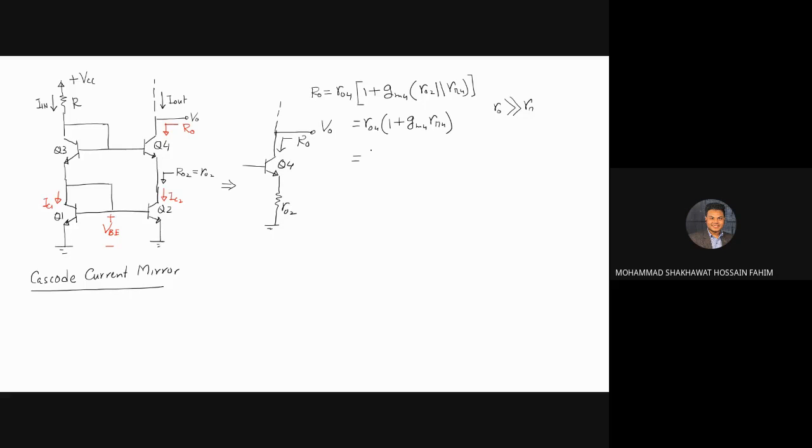Sir, RE. No. GM Rπ. So GM is equal to IC by VT, and Rπ is equal to... Okay, we'll wait for the Adhan to finish and then continue.